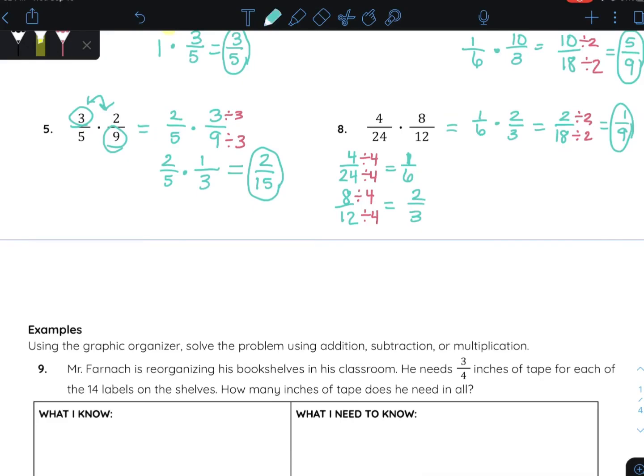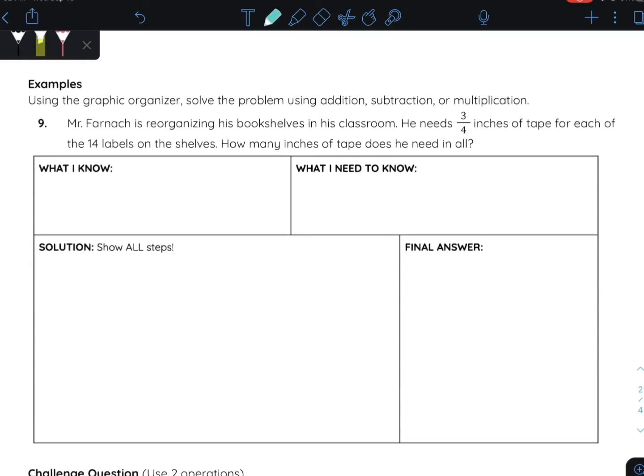Last up, we have a word problem, okay? And I have our graphic organizer here again. So here's the word problem. Mr. Farnach is reorganizing his bookshelves in his classroom. He needs 3/4 inches of tape. So I'm going to circle that and underline the keywords for each of the 14 labels on the shelves. How many inches of tape does he need in all?